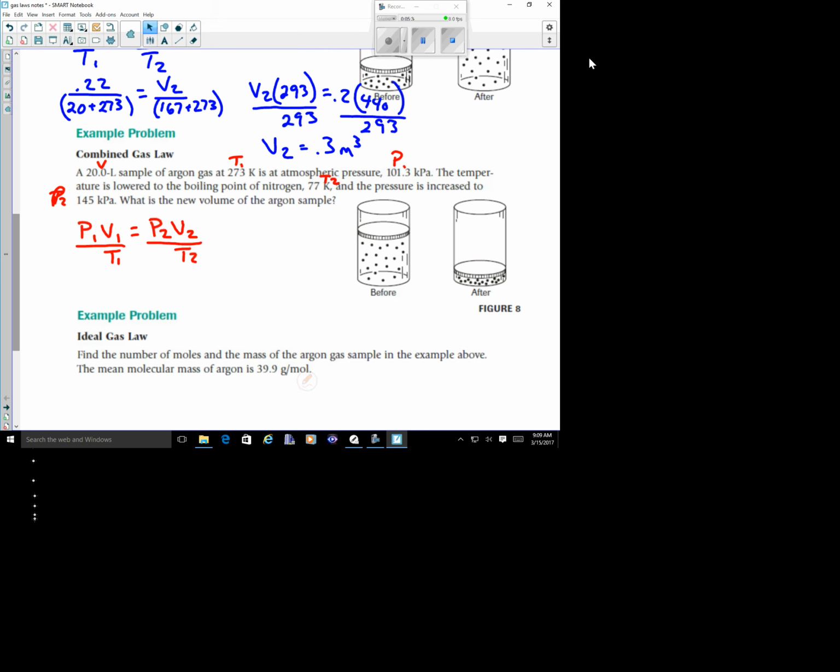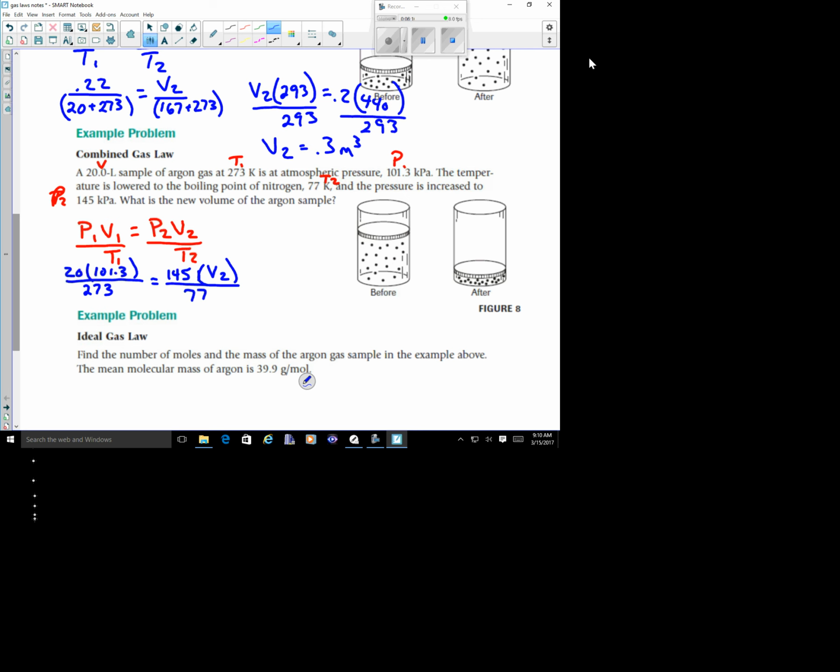I have 20 liters, that's the volume, times the first pressure of 101.3 kilopascals, divided by the first temperature, 273. That's going to equal the second pressure, which is 145 kilopascals, times the new volume, which is what we're trying to find, divided by the temperature of 77 K. Once again, figure out what the left-hand side is, and divide it by what the right-hand side is.